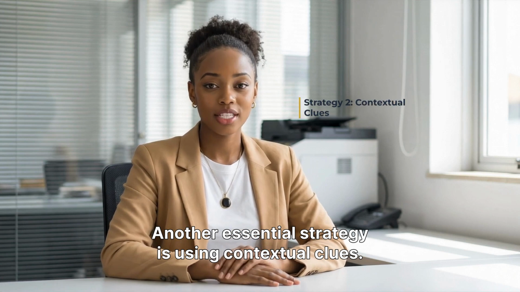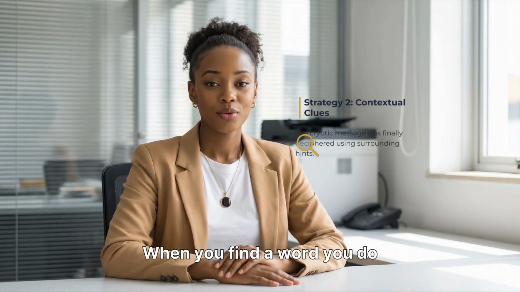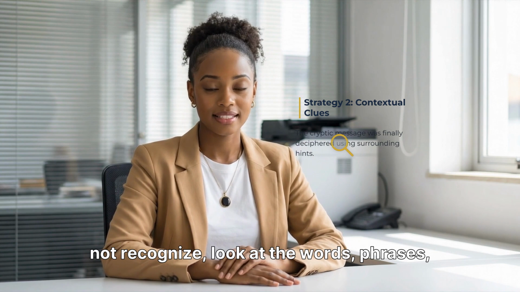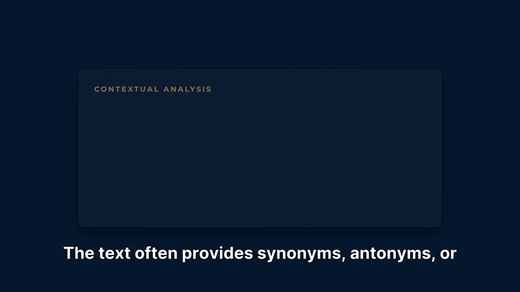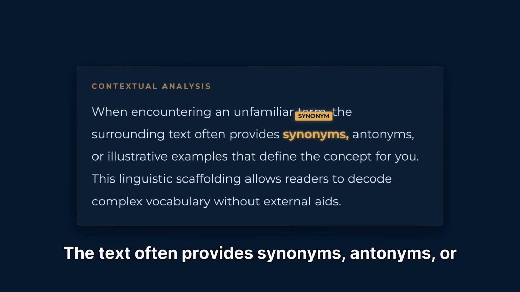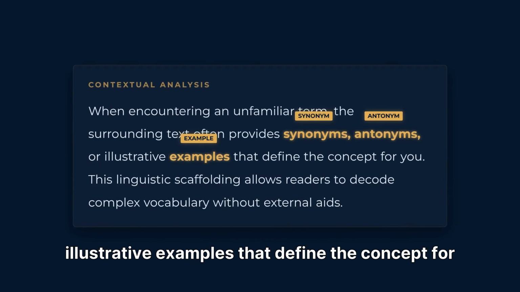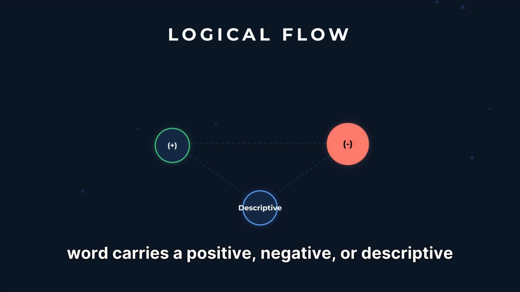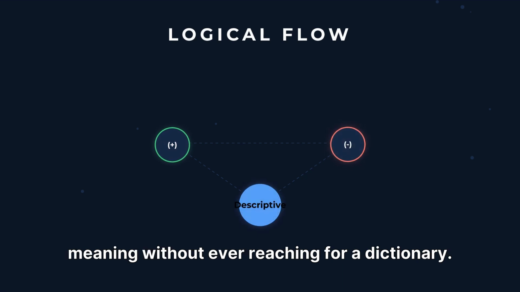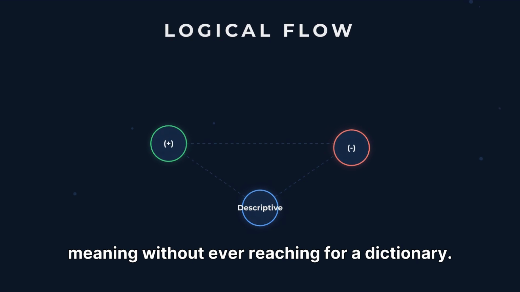Another essential strategy is using contextual clues. When you find a word you do not recognize, look at the words, phrases, and sentences surrounding it. The text often provides synonyms, antonyms, or illustrative examples that define the concept for you. By observing the logical flow of the passage, you can often determine whether a word carries a positive, negative, or descriptive meaning without ever reaching for a dictionary.